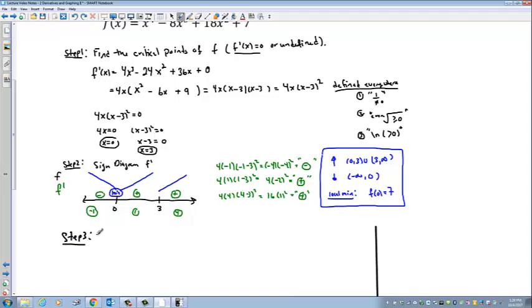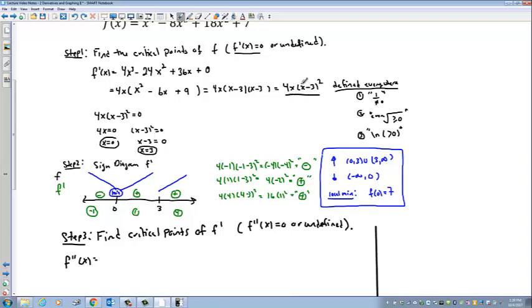So step 3, again, you're going to find the critical points. But instead of finding critical points of f, we'll find critical points of f prime. And so instead of f prime of x equal to 0, we have f double prime of x equal to 0 or undefined. And so we want to find f double prime of x. And remember, yesterday we found f prime of x. So here's f prime of x right here.